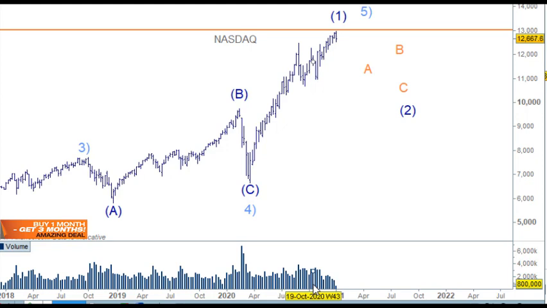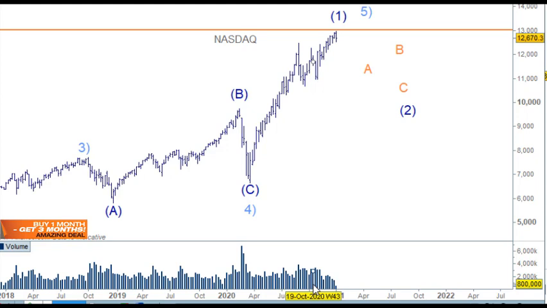I'll start with the NASDAQ because it's been leading to the upside somewhat. You know on our website that we've got the SP500 as a top in place, so I don't need to go into that particular count because you're aware of that top Elliott Wave count we've got for that.